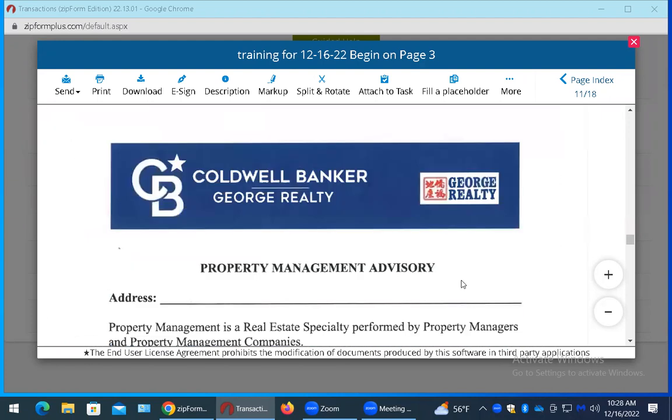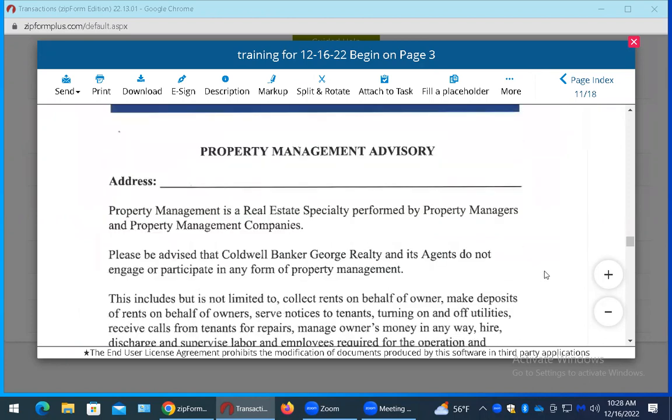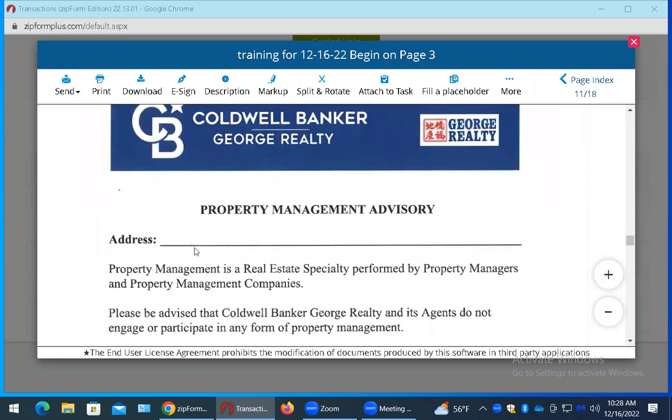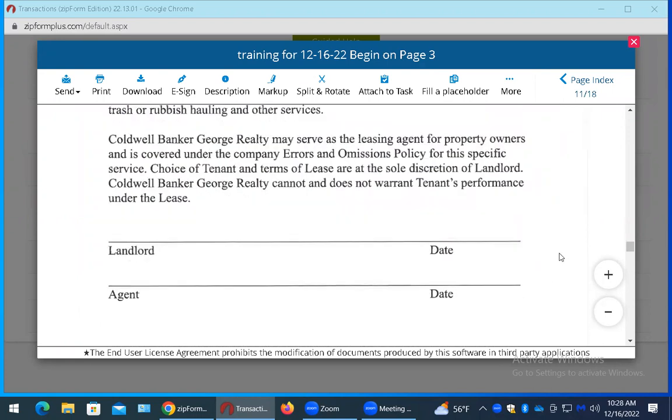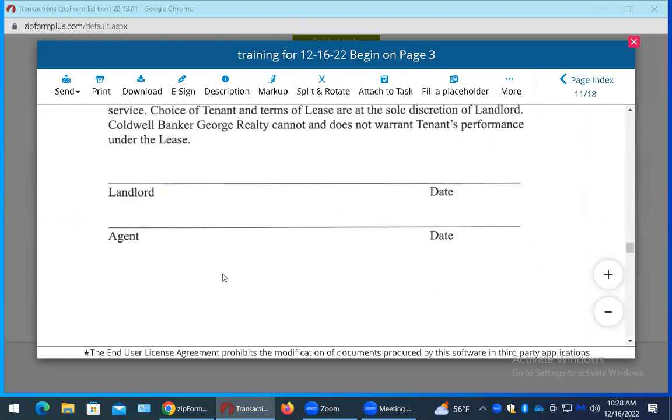So as you know, the property management advisory, we went over this before, but it bears repeating. You put in the address. We're not property managers. We want everybody to sign it. We want the landlord to sign it, and we want the tenant to sign it. We will be adding a line. So landlord's going to sign it, tenant's going to sign it, and agent.